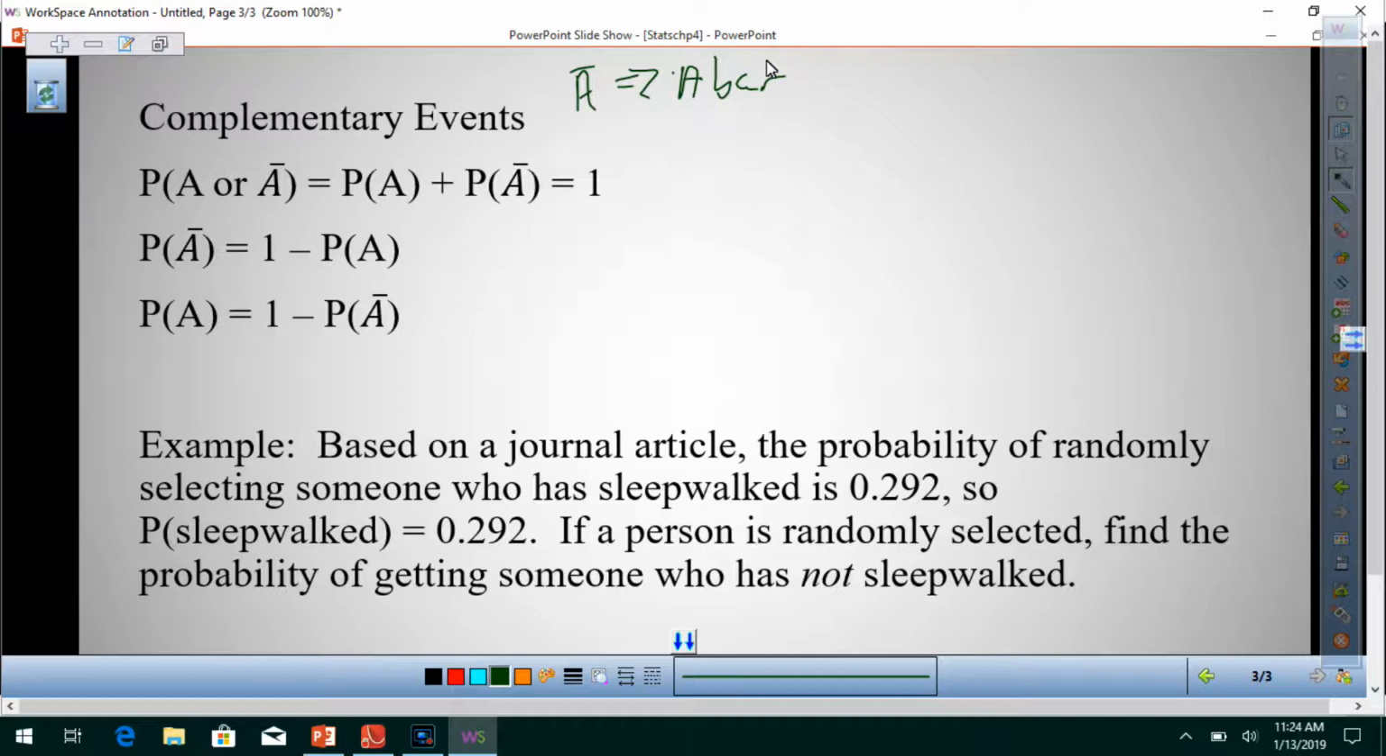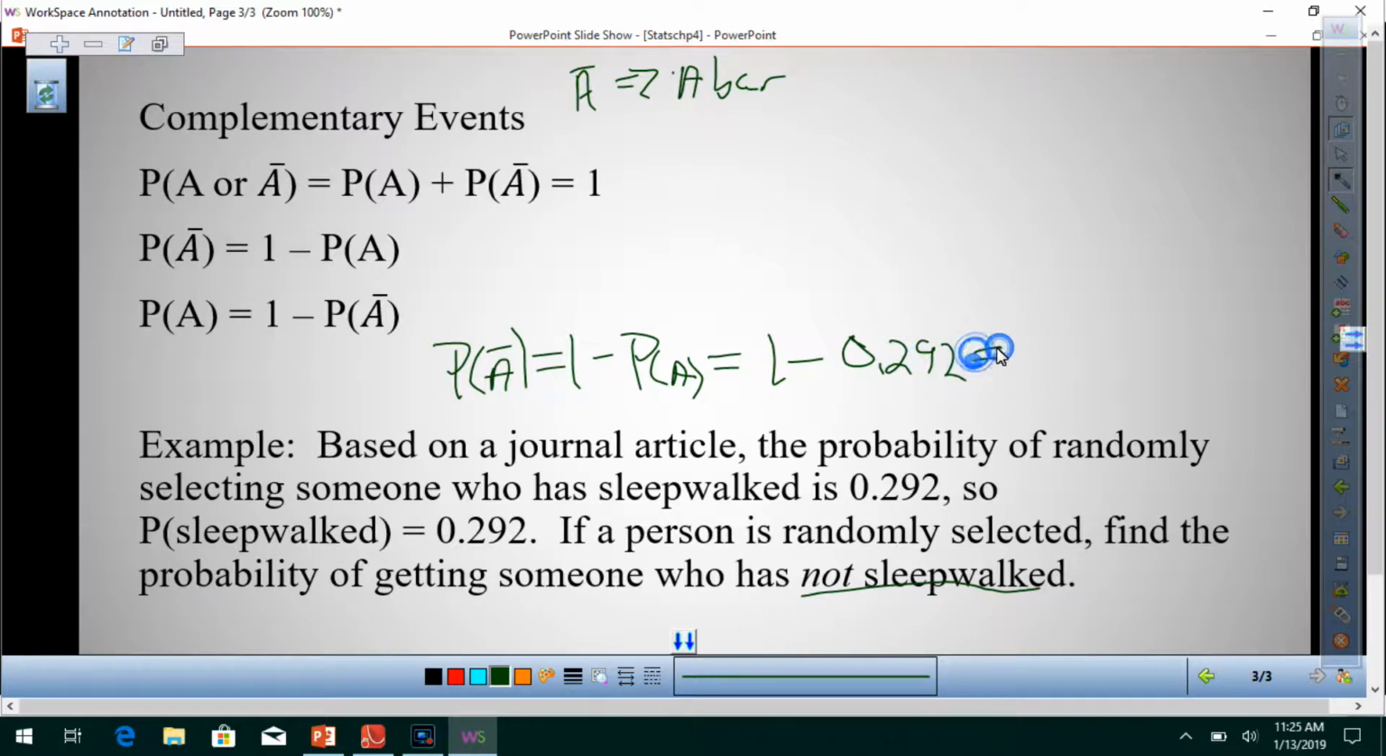Based on a journal article, the probability of randomly selecting someone who has sleepwalked is 0.292. So the probability of sleepwalked is 0.292. If a person is randomly selected, find the probability of getting someone who has not sleepwalked. So the probability of A bar equals 1 minus the probability of A. We're not told what not sleepwalked is, but we can infer it from 1 minus 0.292 because we know what sleepwalk is. So either you sleepwalk or you didn't, and that's going to give us 0.708. All right, so that's how that works.